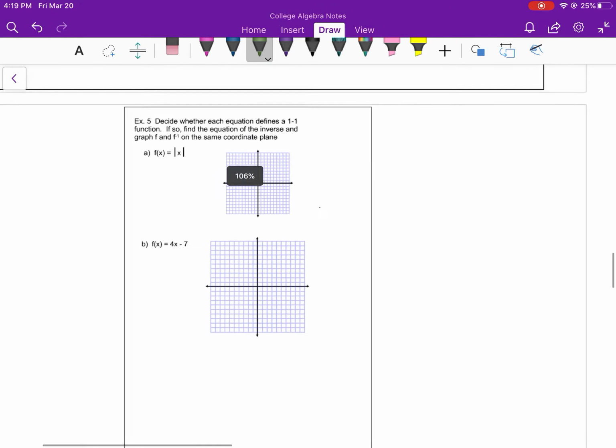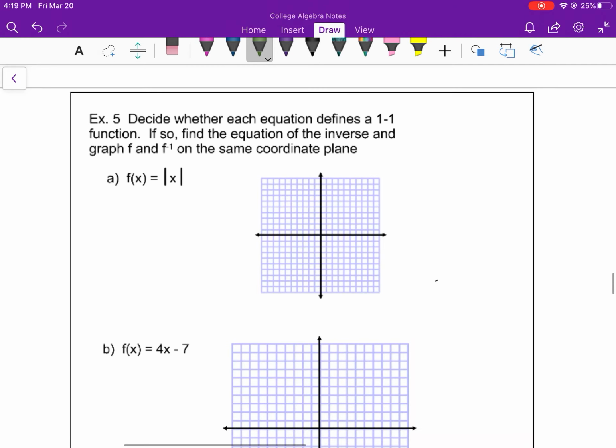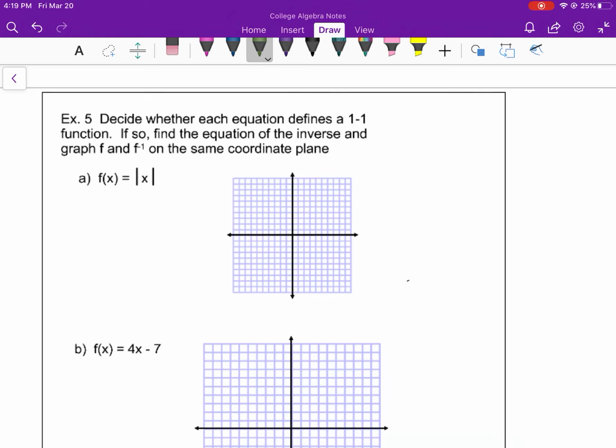Okay, moving on from here. All right, with these problems, we're going to see if it's one-to-one. If it is, we're going to find the equation, and then we're going to graph them both on the same coordinate plane. For some of these, it's going to be easiest if you look at a graph first. I know if I graph the absolute value of x, I'm going to have this V shape. It's kind of centered here at 0, 0. And I can see right away that this does not pass the horizontal line test. So it's not one-to-one. F inverse is all you have to say, does not exist.